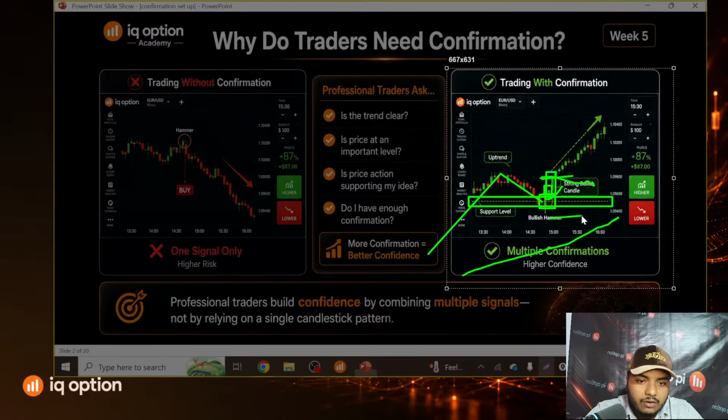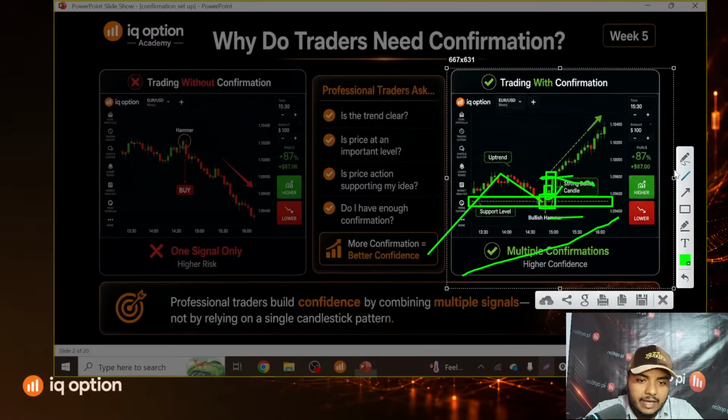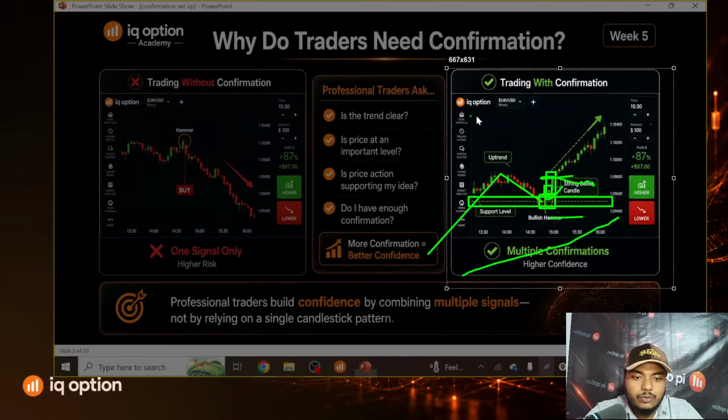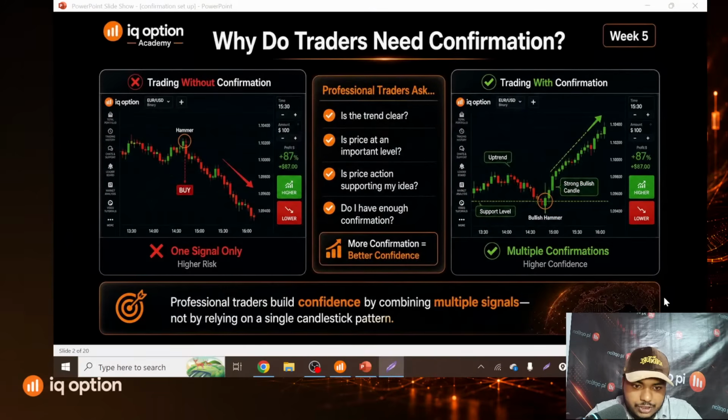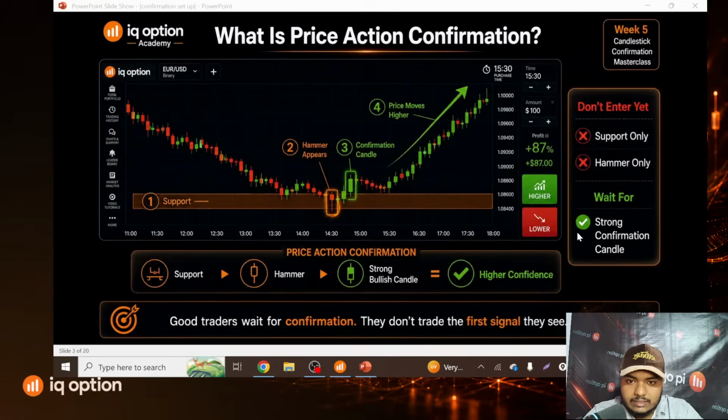Your SL is here. Maybe you can put your SL somewhere here if you find any reversal in the back, or you can do it 1:1, 1:2 ratio like this. So guys, I hope you get it. What is a confirmation? What is a bad confirmation? What is a good confirmation? Let's jump into another thing.